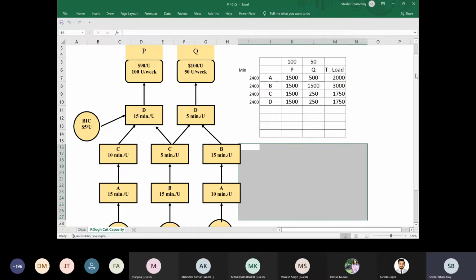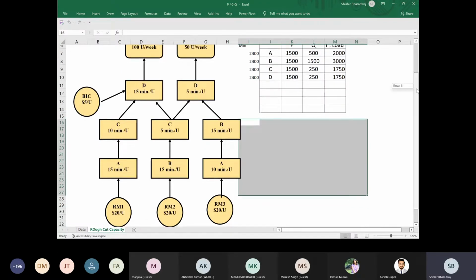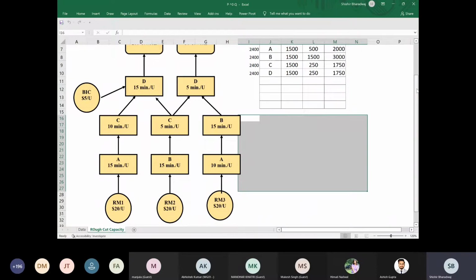How do you make P? How do you make Q? Naturally, you use machines called A, B, C, D, and you buy raw materials RM1, RM2, RM3. Based on the bill of material that you have, you do the multiplication, find out the quantity of raw material required, and also find out how much resource time is required to produce it and sell. A very simple calculation.